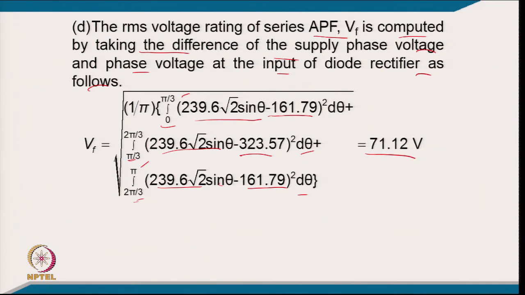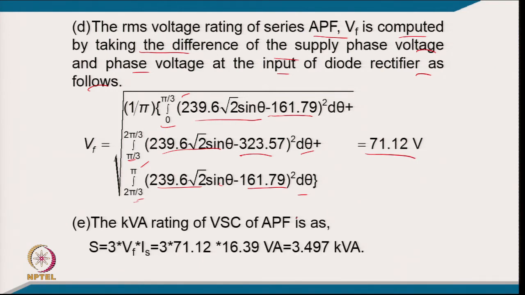71.12 volt. Now, the kVA rating of the voltage source converter of the series active filter is S equal to 3 VF IS, it comes 3 into 71.12, the voltage we calculated, and the current is the same as the supply current, 16.39. So, the rating comes to 3.497 kVA.